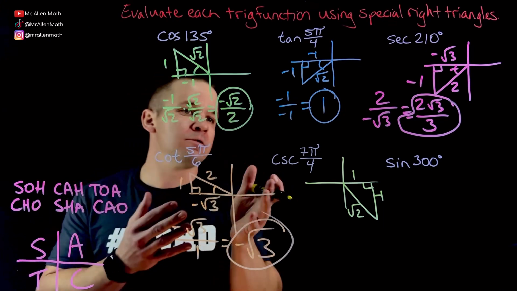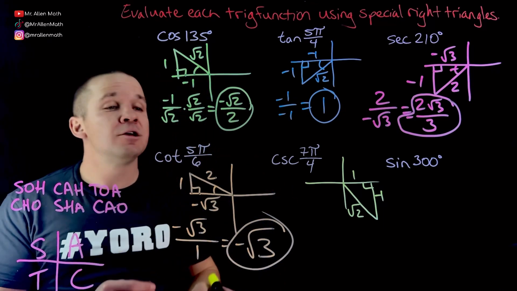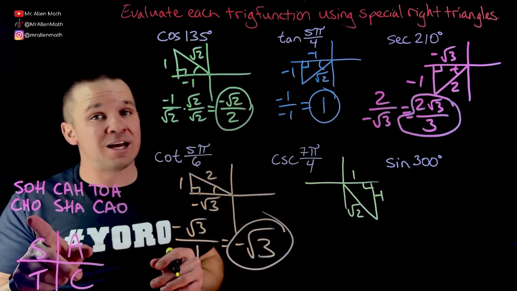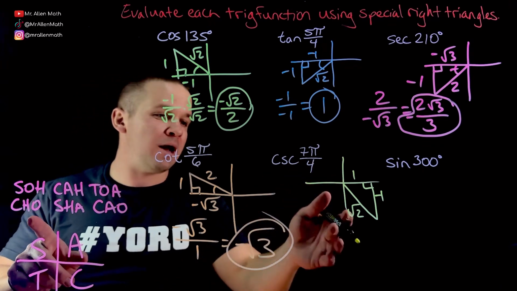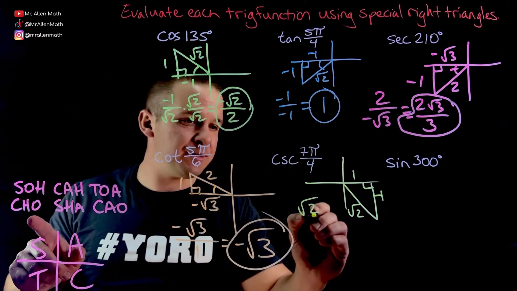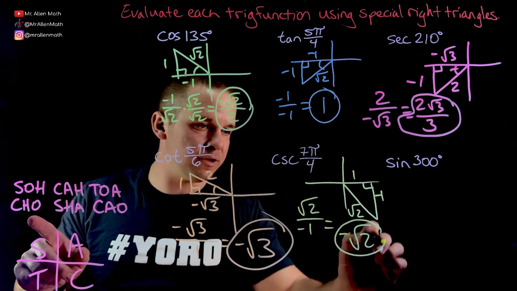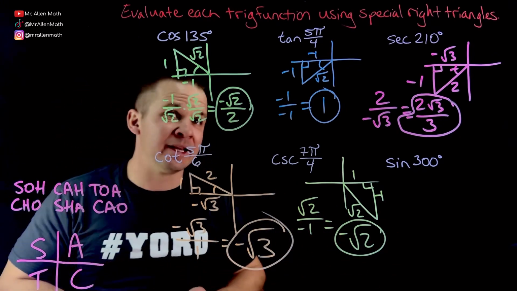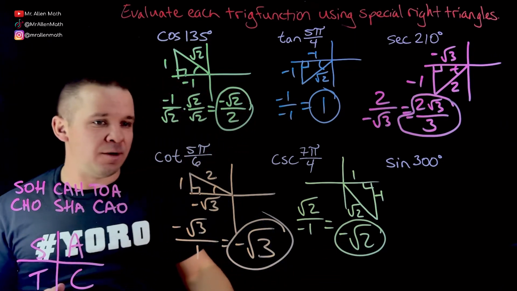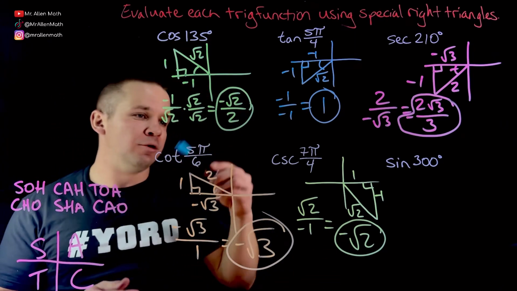Okay, so cosecant is the reciprocal of sine, so it's hypotenuse over opposite. This guy right here. Lovely. Hypotenuse is root 2. Opposite is negative 1. So our final answer is negative root 2 for this one. Beautiful.